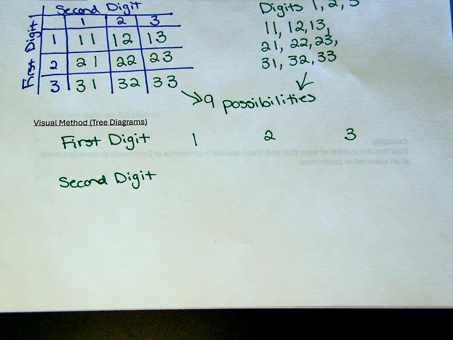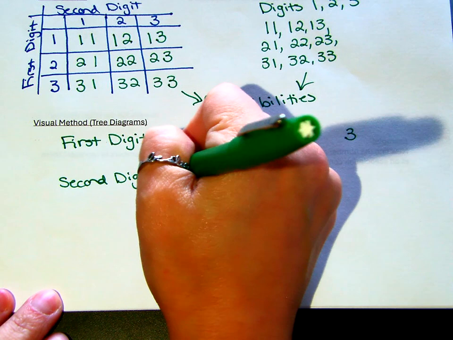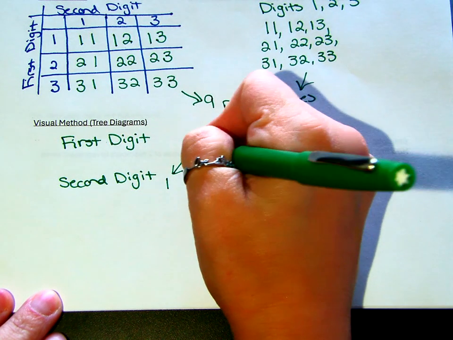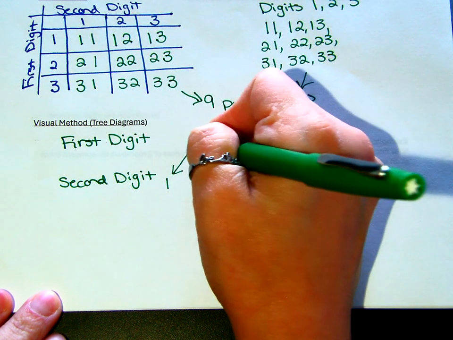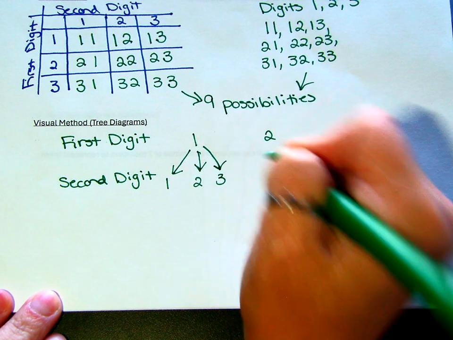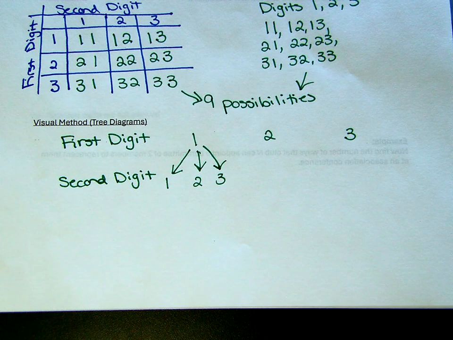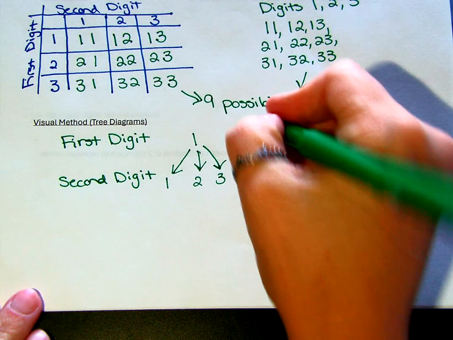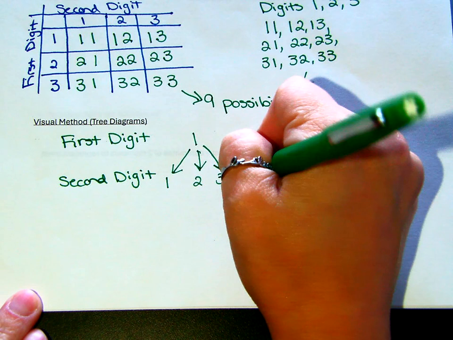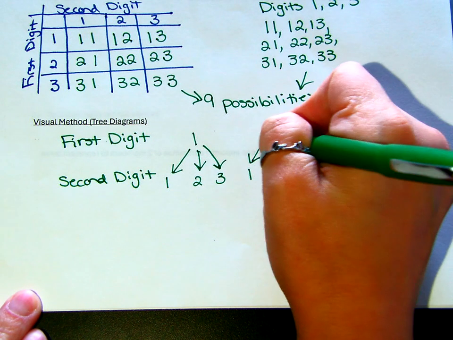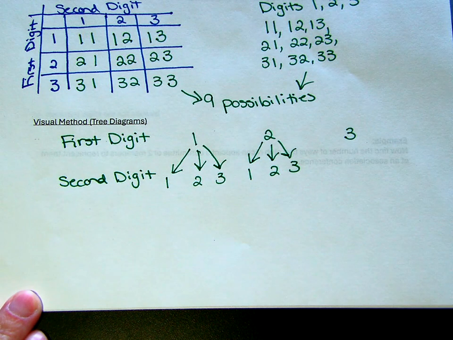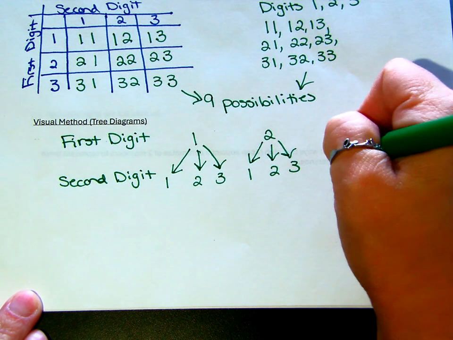But if 1 is my first digit, well, 1 could be my second digit, or 2 could be my second digit, or 3 could be my second digit. The first digit in this problem does not change what selections we have for our second digit. There's still 3 options if 1 is the starting option. If 2 is our starting digit, we still have the options of 1, 2, or 3 being our second digit. Same thing for 3.